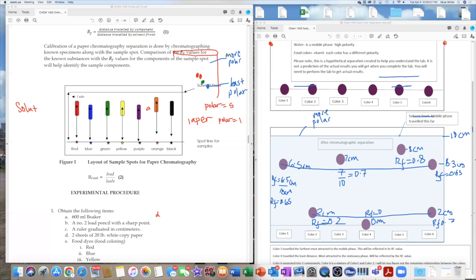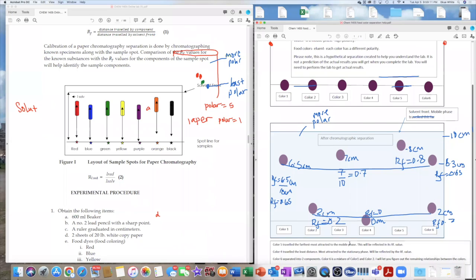Anyway, so I explain right here. Let me see what I wrote. It's been a while since I wrote this right here, but color 5 traveled the furthest and it's most attracted to the mobile phase. This will be reflected in its RF value, right? This will have the highest RF value because it traveled the most.